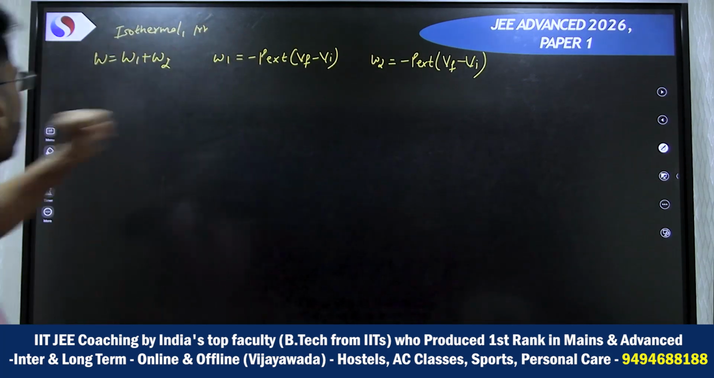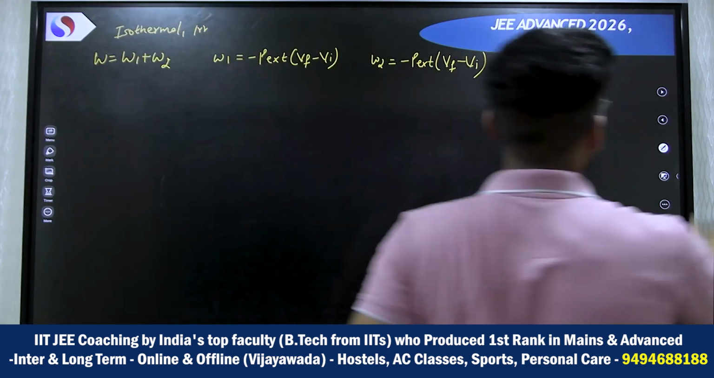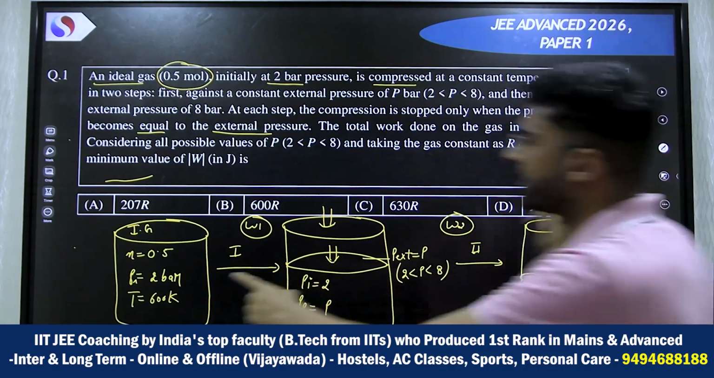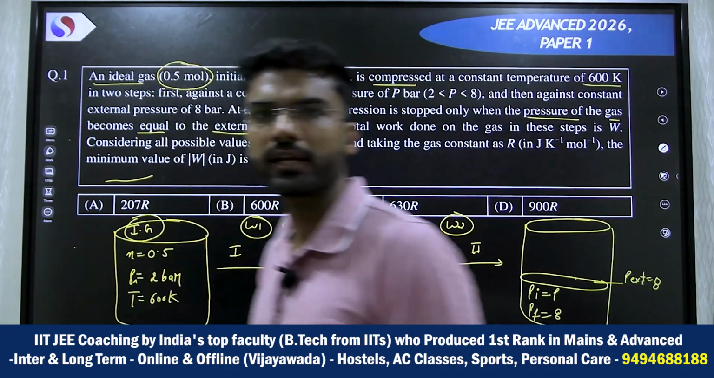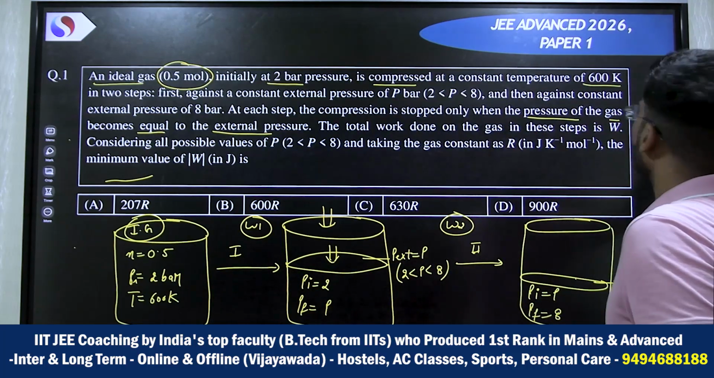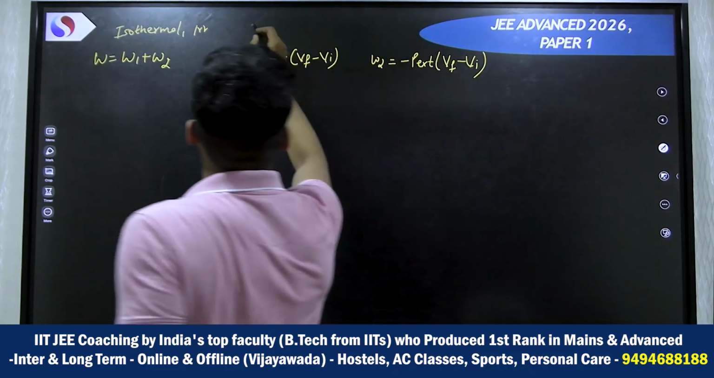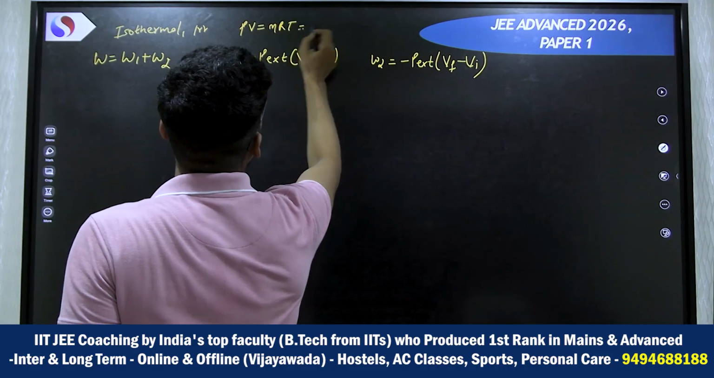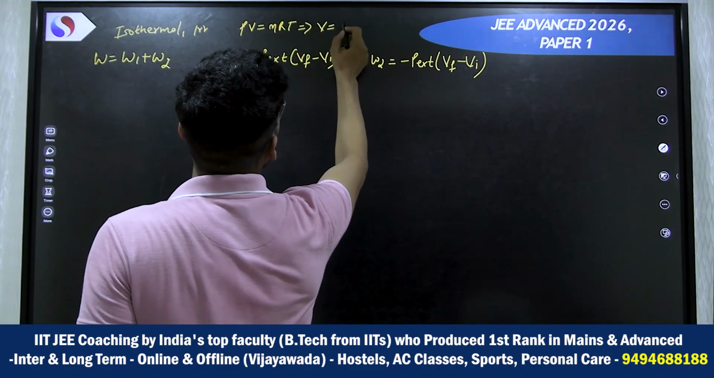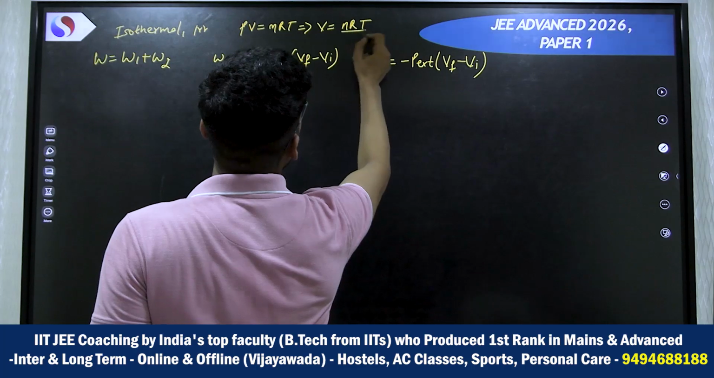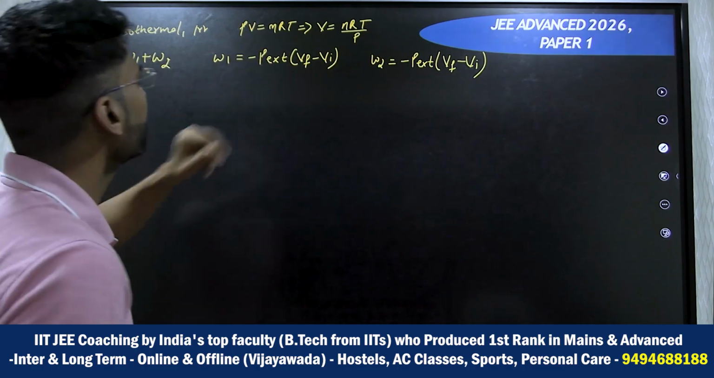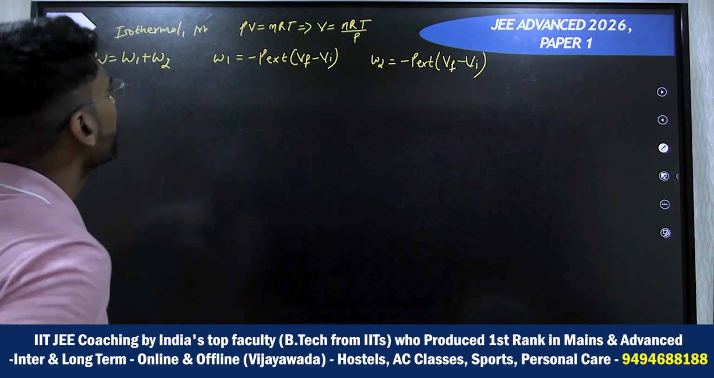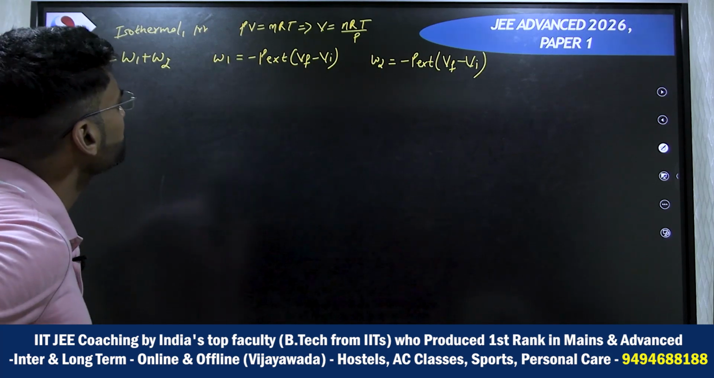Okay. So let's check whether volume is given or not. Volume is not given, but they mention this is an ideal gas. So I know that according to the ideal gas equation, PV is equal to nRT, or V will be equal to nRT by P. So I can put the value of volume into the equation of work done.